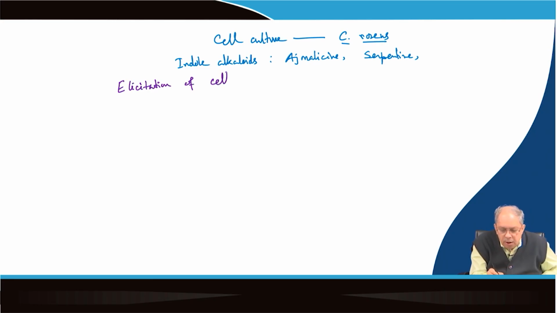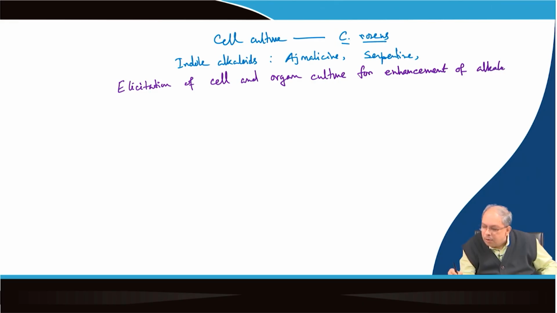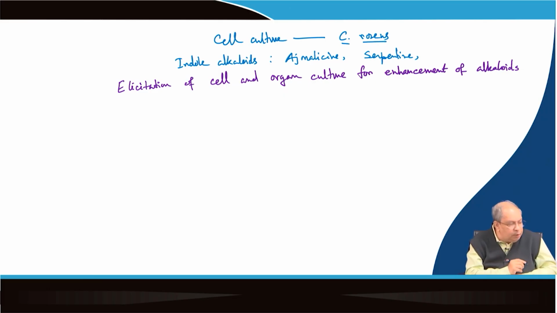elicitation of cell and organ culture, and this organ culture also includes hairy root culture, for enhancement of alkaloids. So, before I go to the elicitation mechanism, I will give you some good examples of the practical work. That means this one US group.